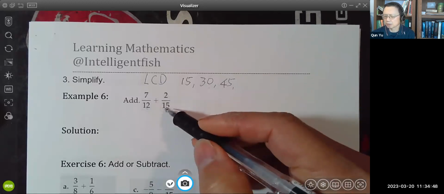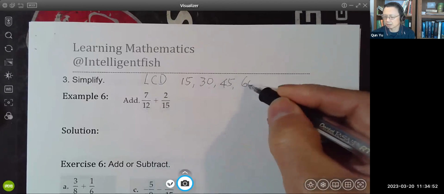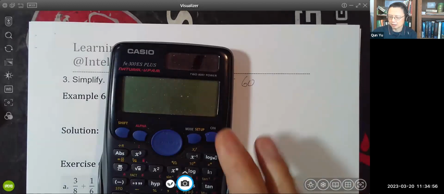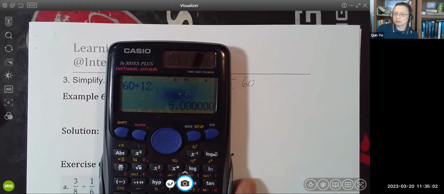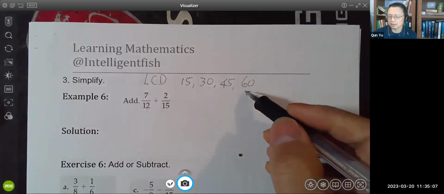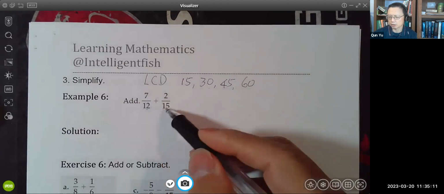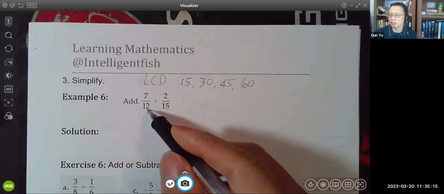So the next multiple of 15, multiplying by 4, is 60. So 60 is an even number. We'd better check, right? So I'm going to use 60 divided by 12. I get a whole number. That's 5 multiples of 12. So 60 is our number. So every denominator should be converted to 60 so that they have a common denominator.